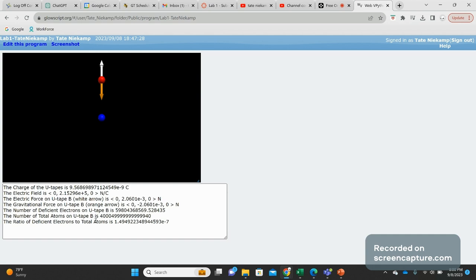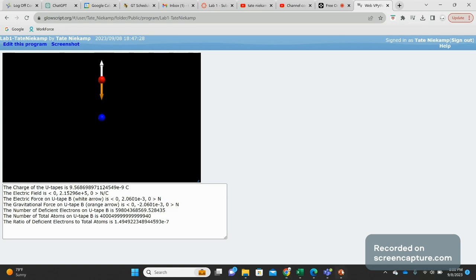To find the number of total atoms on U-tape B, I divided the surface area of the tape by the surface area of an atom and found that it came out to be 4 times 10 to the 17th atoms. So then here's the ratio of the deficient electrons to total atoms, which is about 1.5 times 10 to the negative 7th.